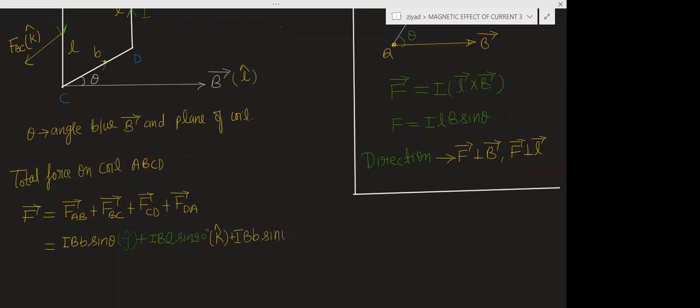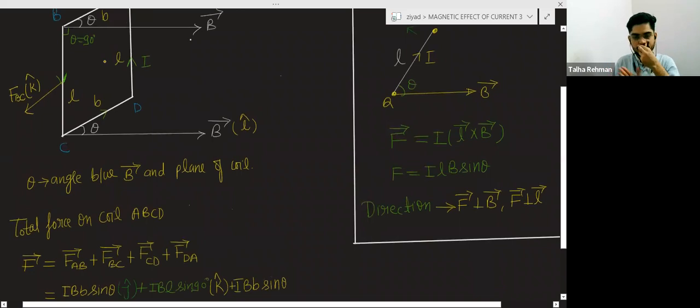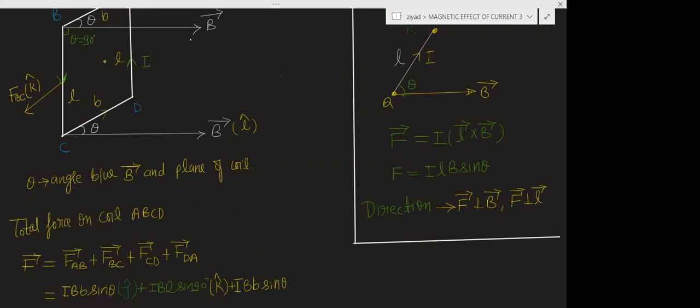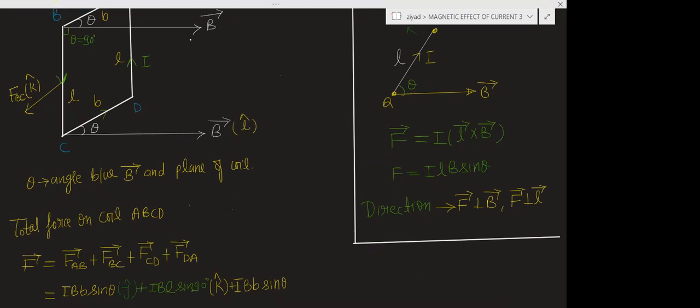Now for the direction, what you will do? Right hand. Point your fingers towards the current, and you will curl towards the magnetic field. So this is the current direction, and the magnetic field is along the x-axis, in this direction. So curl towards the magnetic field, or x-axis. So we will get the downward direction of the force.